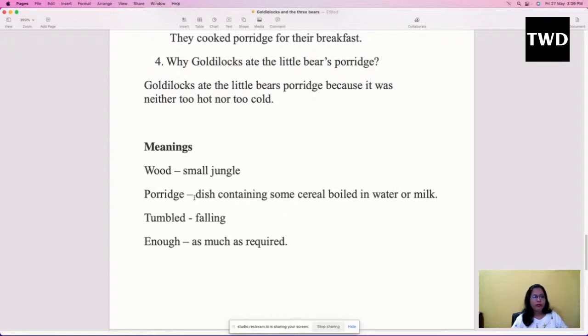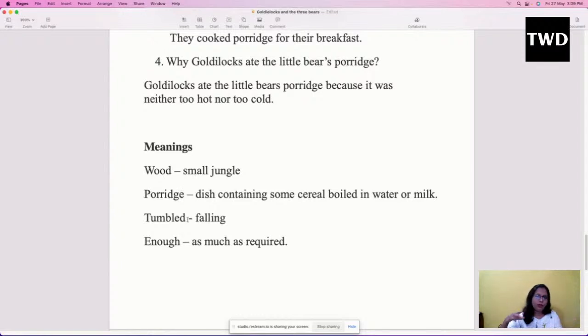Again, find the meaning of this from Google. Porridge: a dish containing some cereal boiled in water or milk. Already I gave you some examples of porridge. We Indians prepare so many porridges like payasam, khichdi, upma, and pongal. All these are examples of porridge.